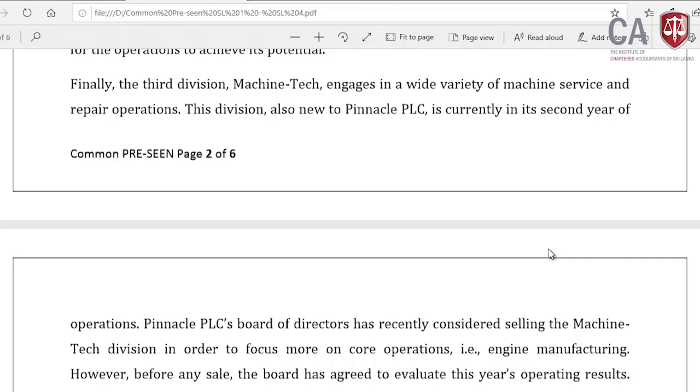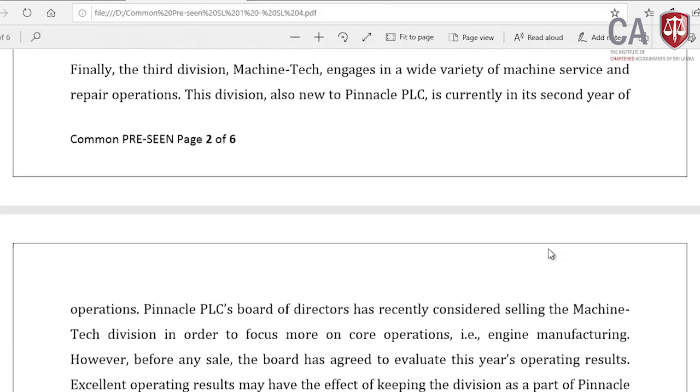For example, engine manufacturing. What is their main business actually? Engine manufacturing, no? Traditionally they have been doing that, right. The second division is also connected with that, solar engine manufacturing. But this third one is a little different from their core businesses. They engage in a wide variety of machine service and repair operations. Since this is not connected directly with their core business, at present they have decided to dispose of this particular division in order to focus more on their core operational activities.